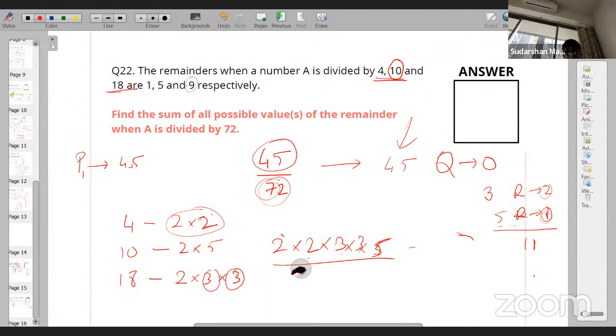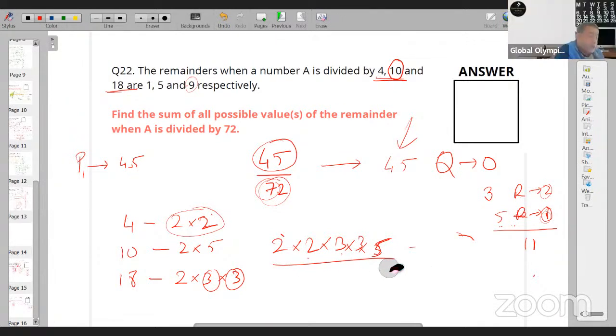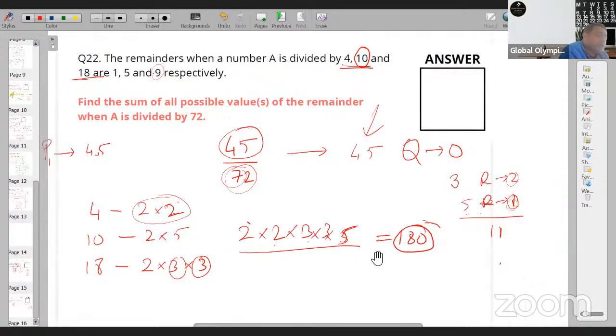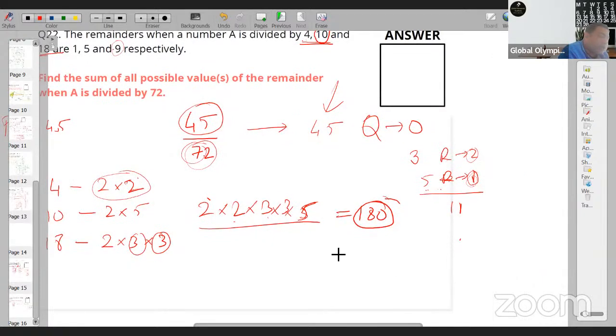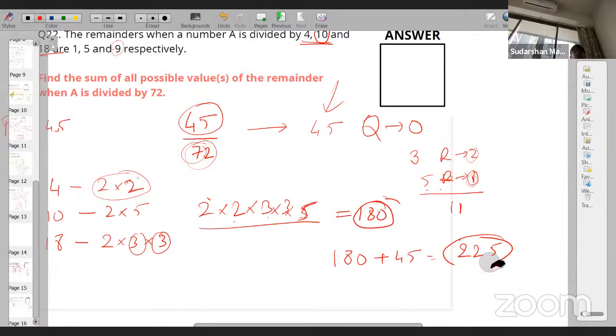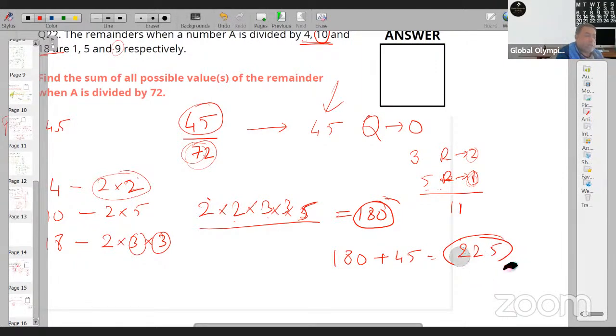So you got 4 into 5, which is 20. 20 into 9, 180. Correct. So 180 is your LCM, right? Yes. Then 180 plus 45, which is 225. At 225, this phenomenon will again happen. So let's divide 225 by all these numbers and just check it. If we divide it by 10, we get a remainder of 5. If we divide it by 9, 18, we will again get a remainder of 9 only, I guess.